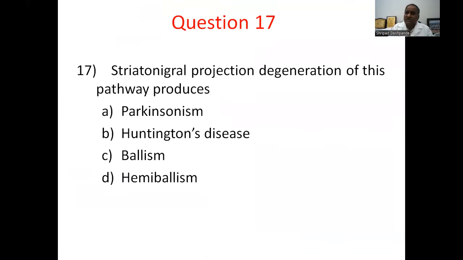Move on to question number 17. This is another controversial question. Striatonigral projection, degeneration of this pathway produces: A. Parkinsonism, B. Huntington disease, C. Ballismus, D. Hemiballismus.